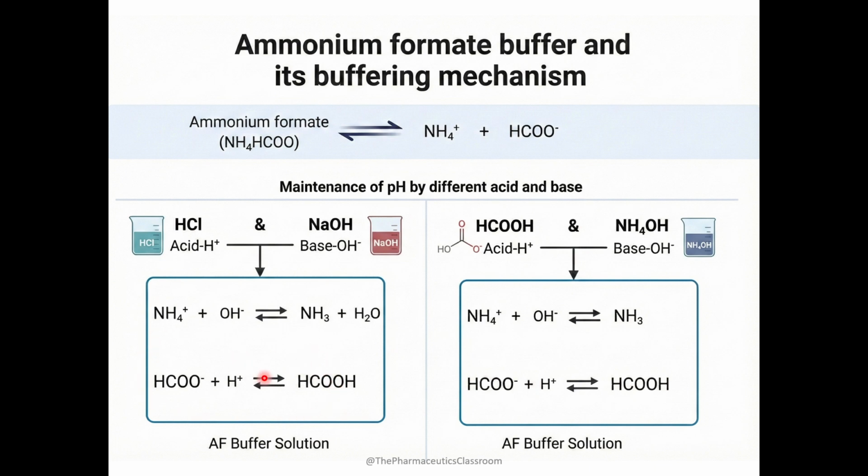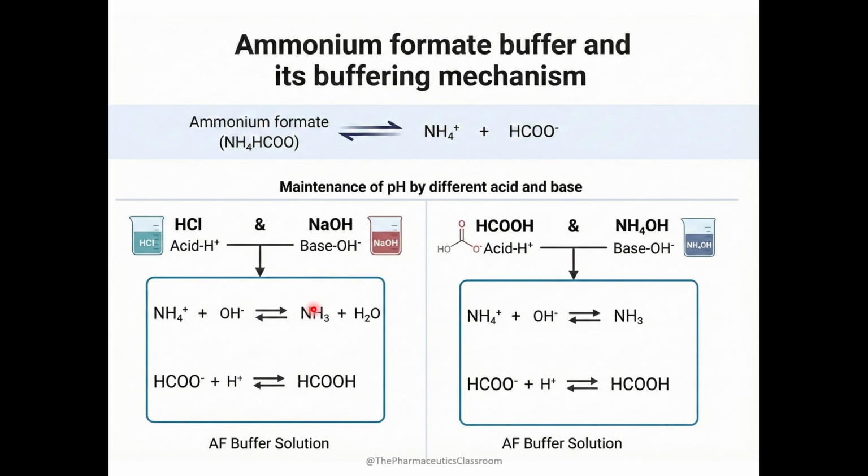And once we have added NaOH, the NaOH will react with ammonium. It will take one hydrogen from this ammonium and convert it into ammonia and water. So here we can see no OH is coming, no H plus is going out. Because of this it is retaining its pH. But the problem is there is a limitation.